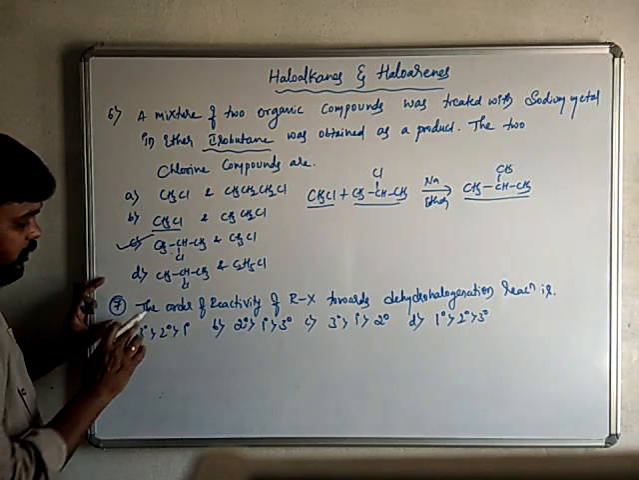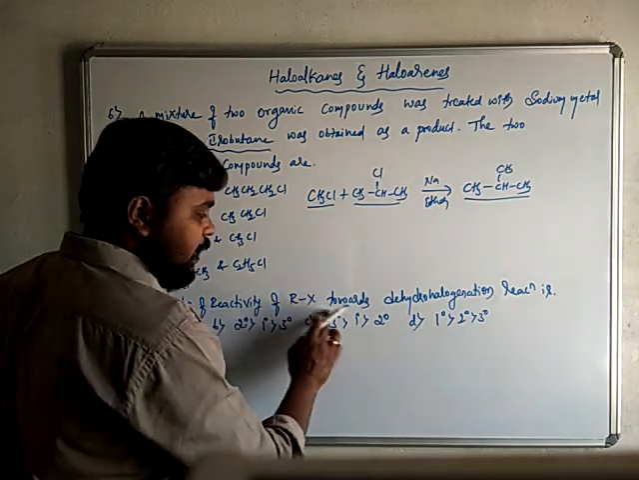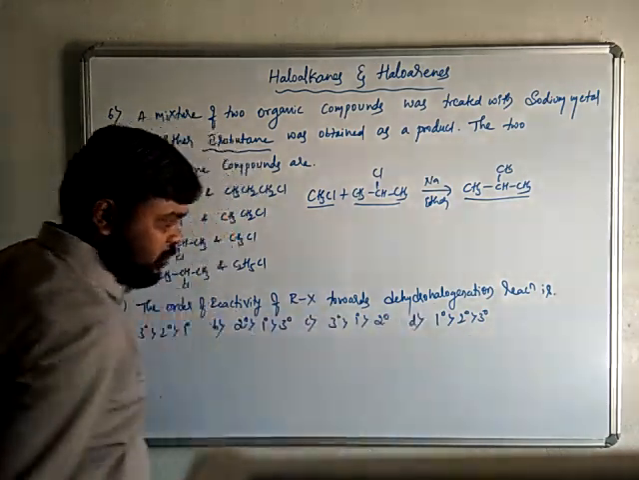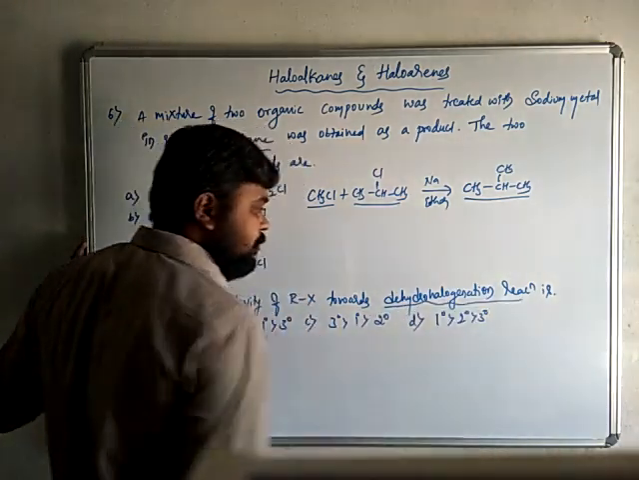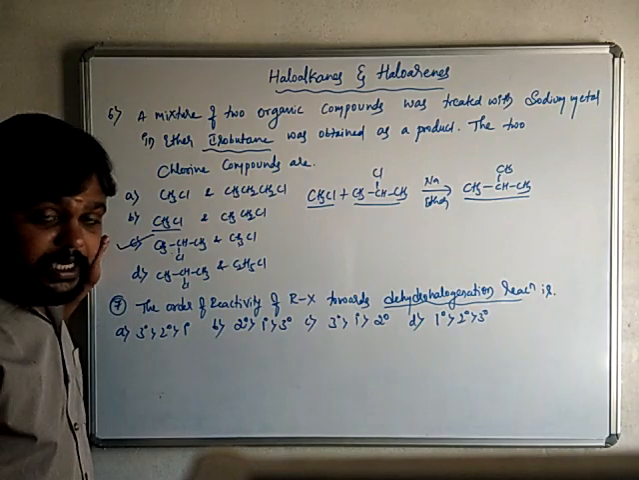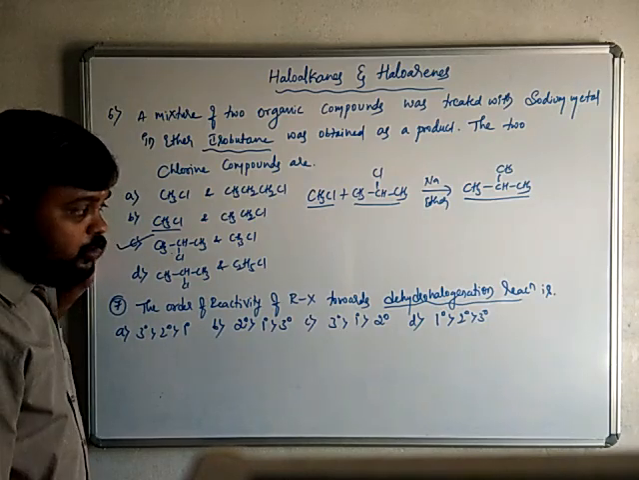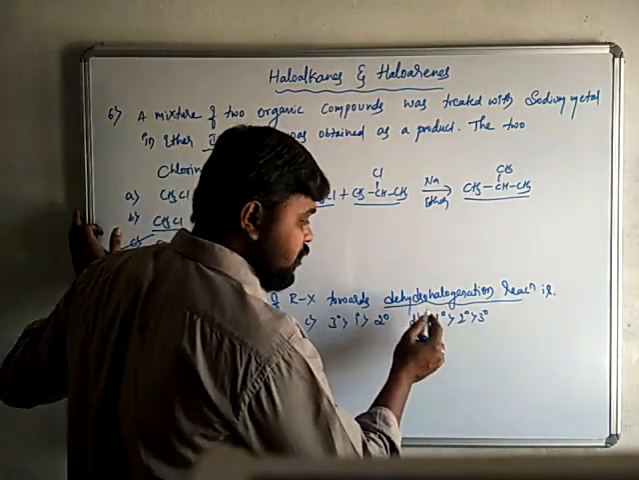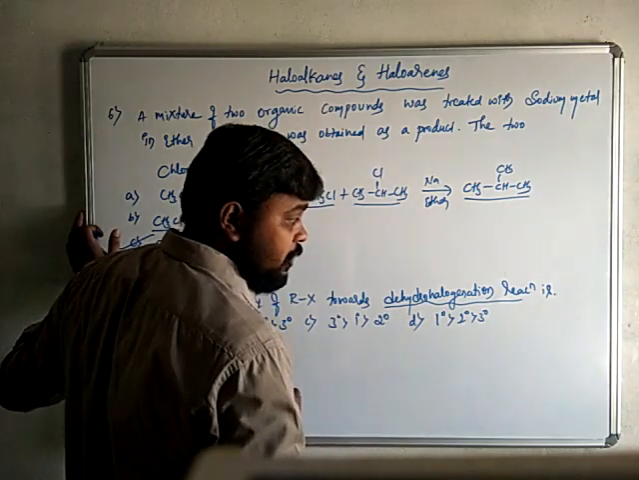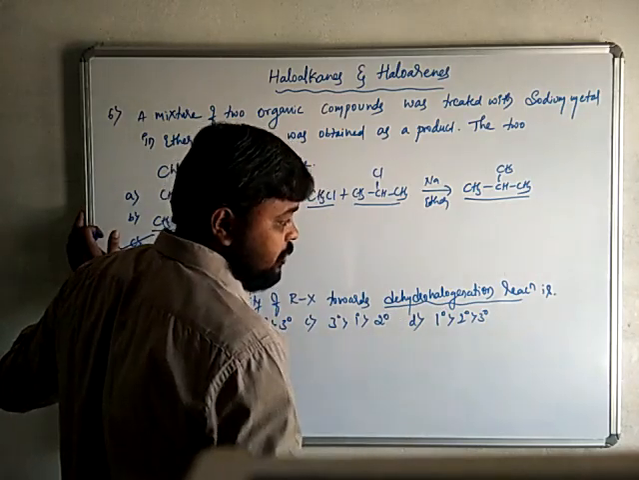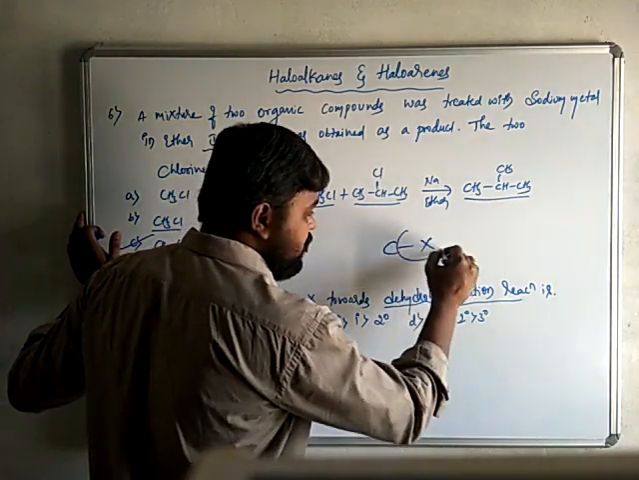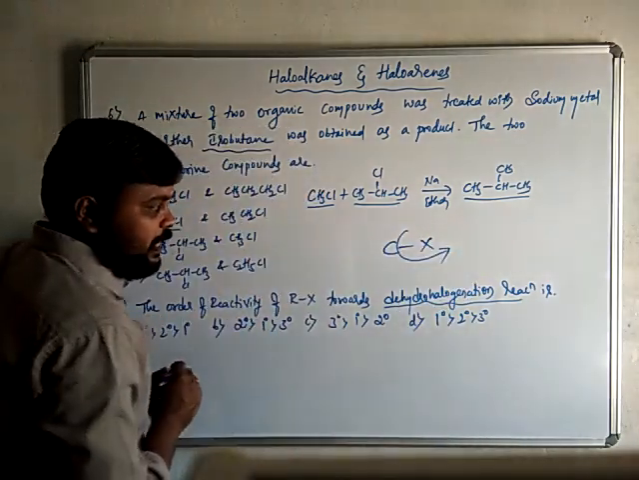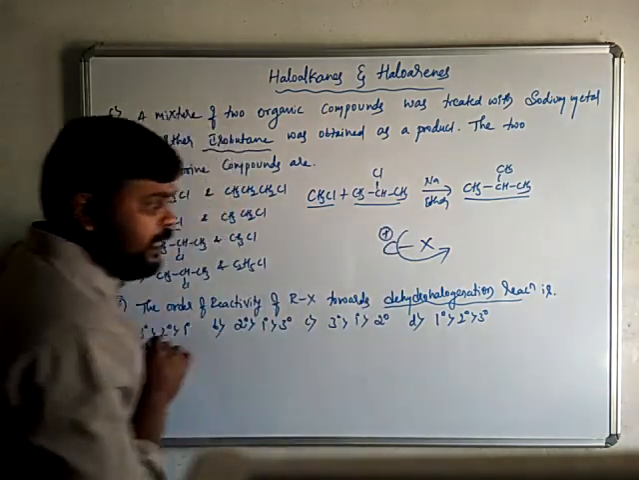So in the next question, the order of reactivity of alkyl halides towards dehydrohalogenation. I told you very clearly, dehydrohalogenation is the beta elimination reaction where HX is removed from the alkyl halide. During this elimination, Br minus is removed from the alpha carbon, H plus is removed from the beta carbon. So here halogen has to go as X minus.